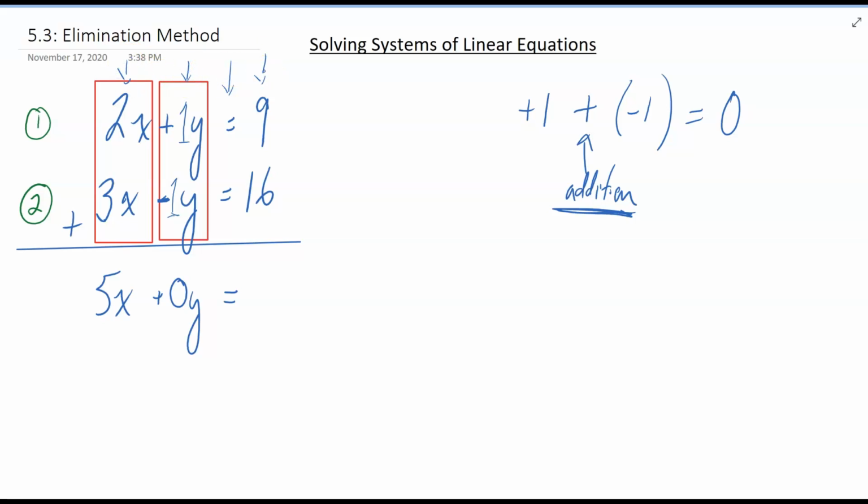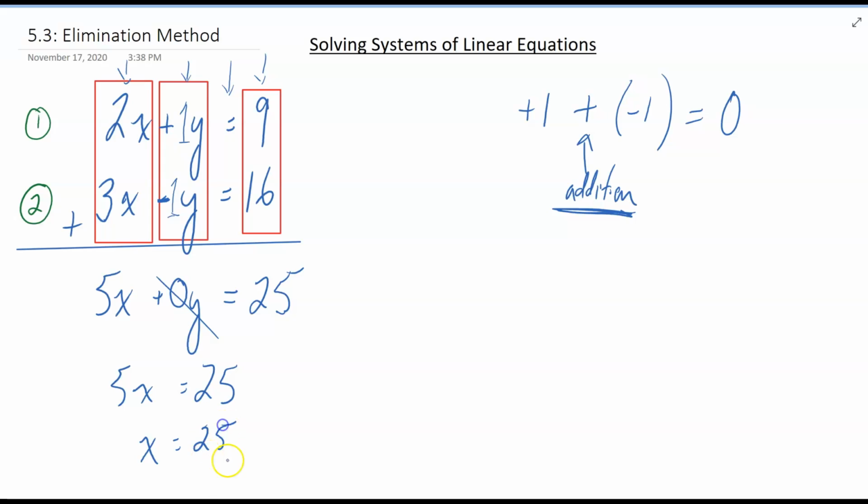Now we have the constants on the right side of the equal sign. Well, they're like terms as well. So let's add them. 9 plus 16 is 25. Okay, so this makes the equation a lot simpler because this doesn't really mean anything here. So we have 5x equals 25. Notice that we have eliminated one of the variables. In this case, it was the y's that we eliminated. So now we can solve for x. X is equal to 25 divided by 5, which is 5.